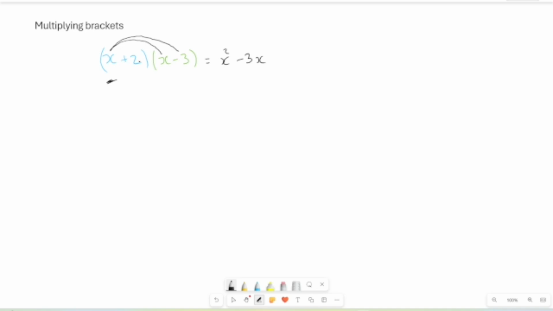So I move on to the next element in the first bracket, which is the 2. And I do the 2 times every element in the second bracket. So we do 2 times x, positive 2, that gives plus 2x. And finally, there's only one thing left to do. We do the next element in the second bracket being multiplied by the 2. 2 times minus 3 gives minus 6.